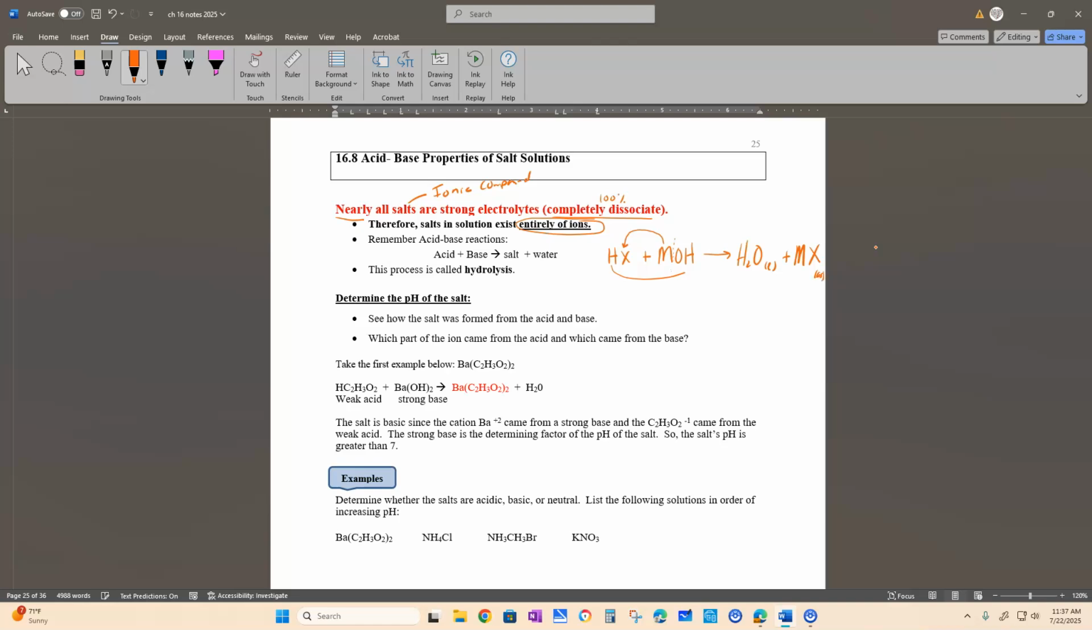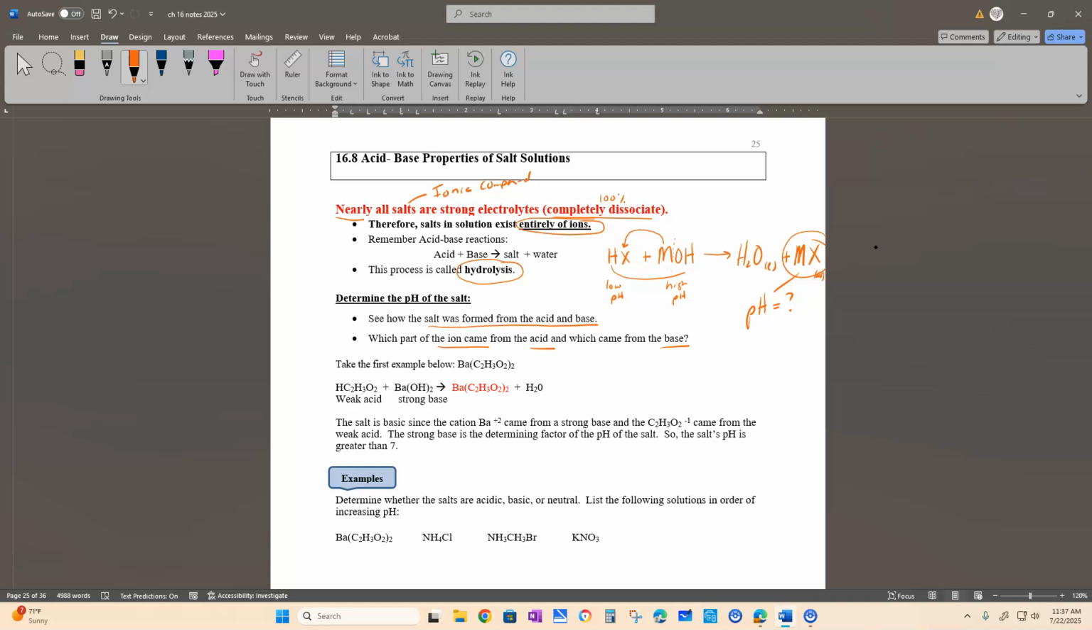The question is this: usually it's aqueous, but I want to know what's the pH of that salt. Well, I know I have an acid that has low pHs, and I know I have a base that has high pH. But when you do this reaction, what's the pH in the end? We call this hydrolysis. So to determine the pH of the salt, you have to see where the salt came from. What part of the salt was formed from the acid and the base? We've got to figure out which ion came from the acid and which one came from the base.